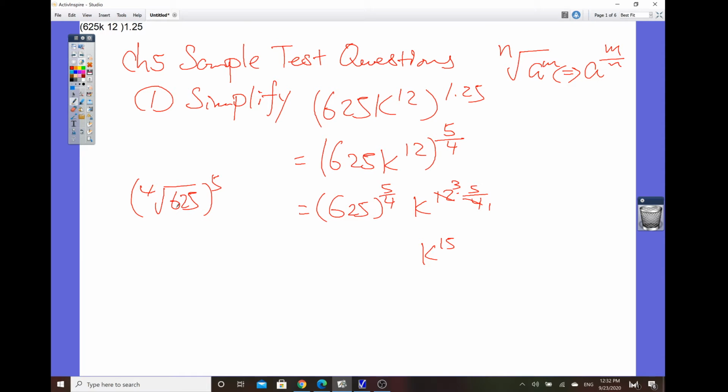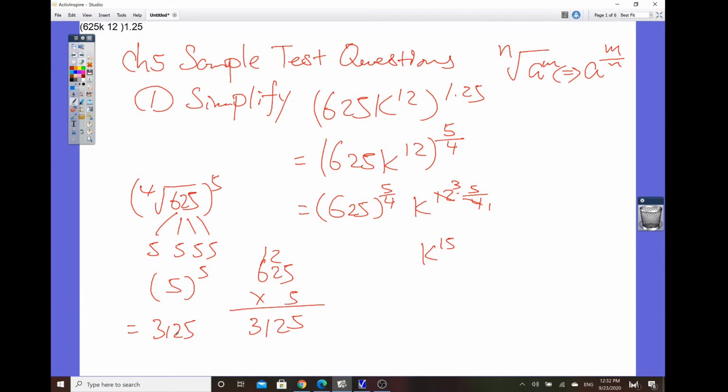So once you break it apart, the 4th root of 625 consists of 5 times 5 times 5 times 5, which is 5. So 5 to the 5th power. So that means it's just 625 times 5. So 5 times 5, 25. 2 times 5, 10. Plus 2, 12. 6 times 5, 30. Plus 1. So 3,125. So this one is considered 3,125 times k to the power of 15. And that would be the final form.